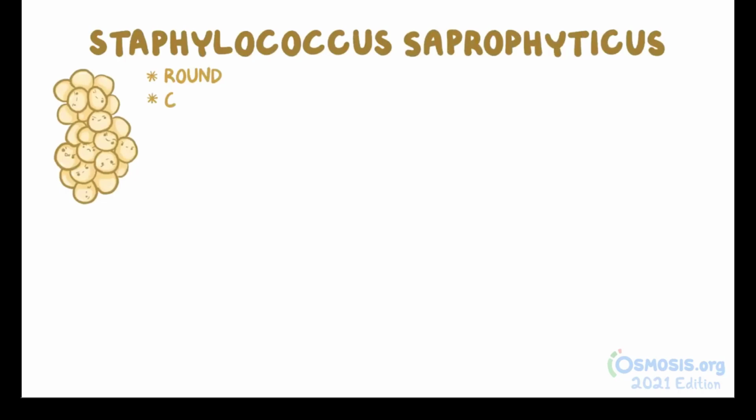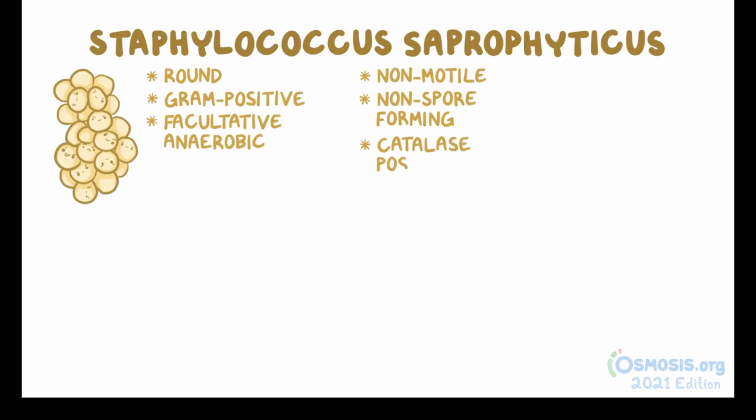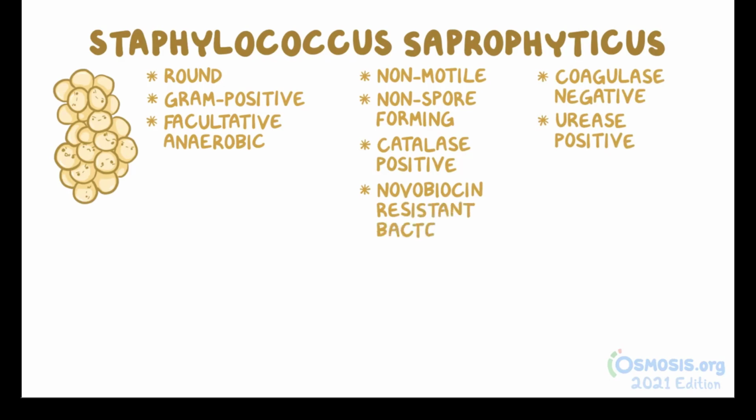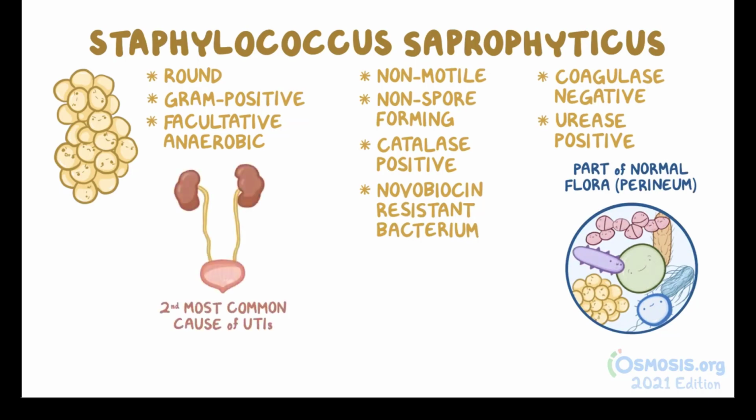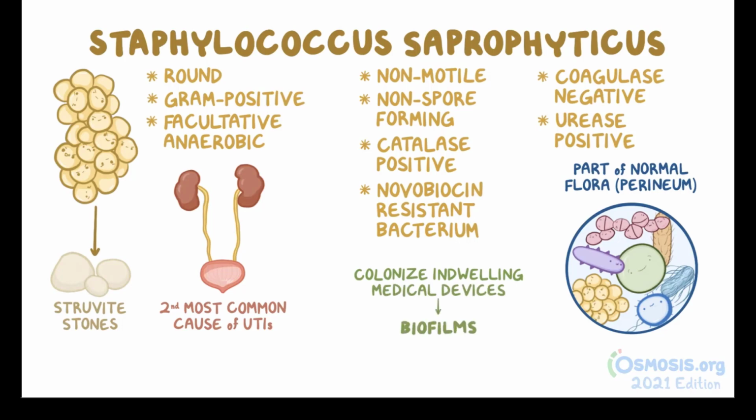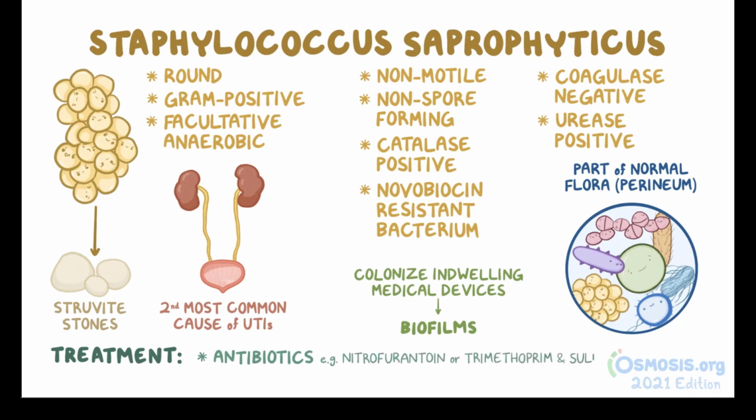Alright, as a quick recap, Staphylococcus saprophyticus is a round, gram-positive, facultative anaerobe, non-motile, non-spore-forming, catalase-positive, coagulase-negative, urease-positive, and novobiocin-resistant bacterium, which is known to be part of the normal flora of the perineum. It's the second most common cause of UTIs after E. coli, and can also cause formation of struvite urinary stones. It can also colonize indwelling medical devices, where it forms biofilms. Treatment relies on antibiotics like nitrofurantoin or a combination of trimethoprim and sulfamethoxazole, as well as removing infected indwelling devices.